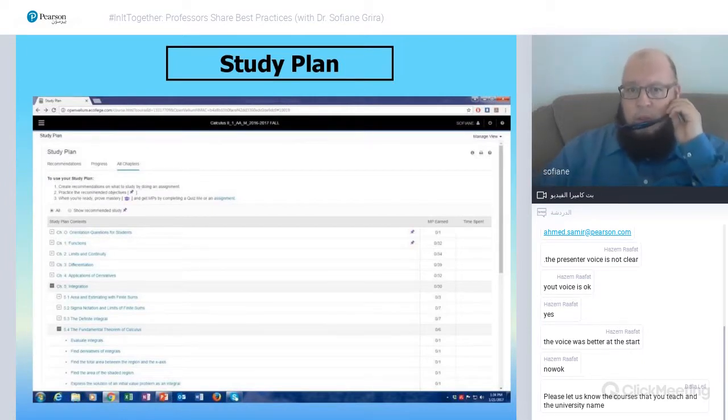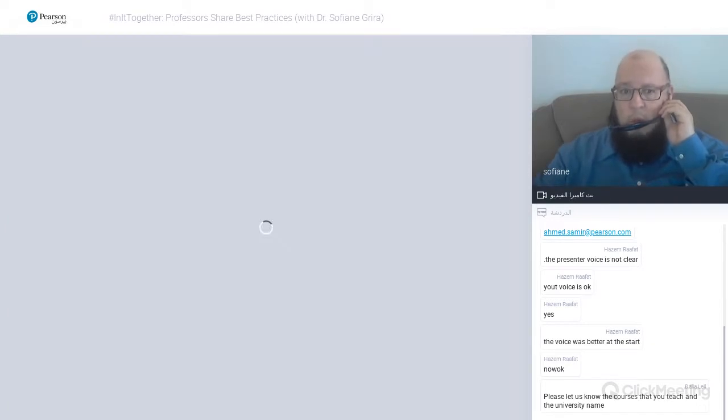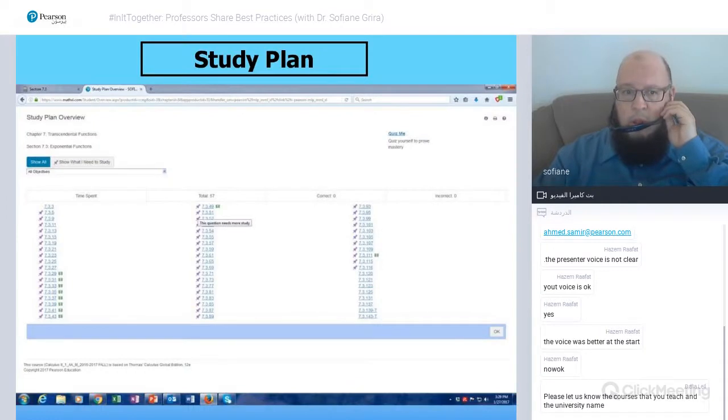This is one feature that you don't find in the other LMS, learning management systems: the study plan. The study plan is a bank of questions where the students can practice, and you can track their performance. They can also find the helps next to each question. So this is very important. So students can practice.